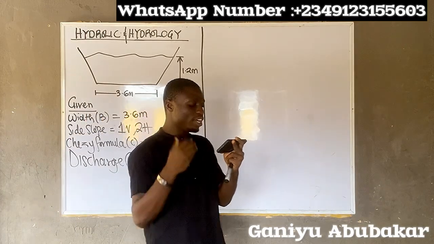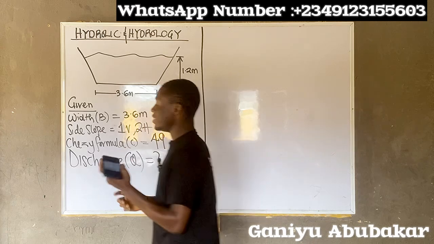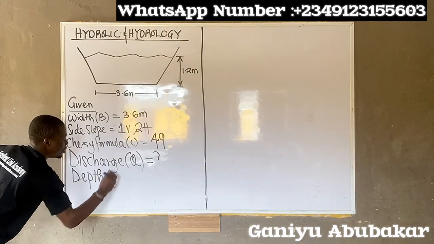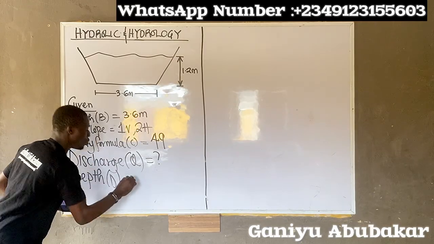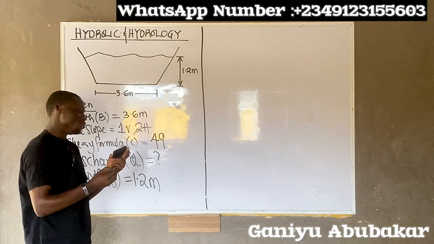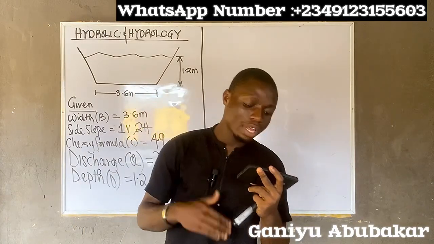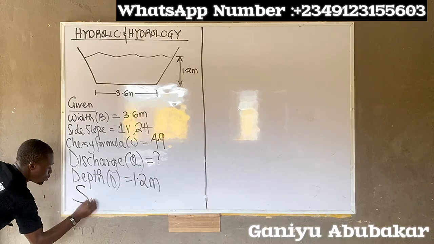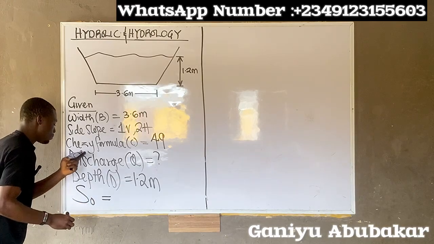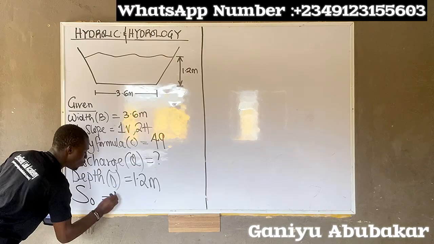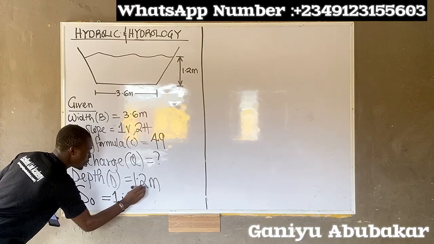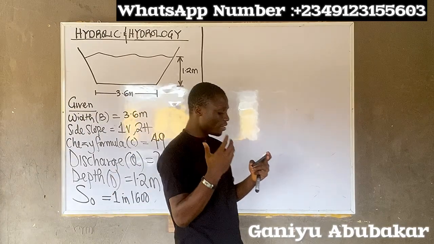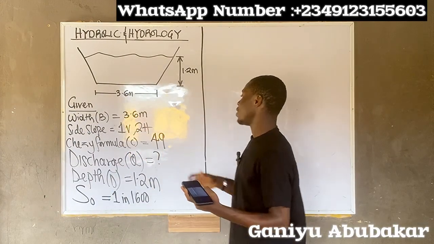Next up, it says the depth of water, that's D, is given as 1.2 meters, and the slope, that's S naught, the bed slope, is given as 1 in 1600. Now these are what is given. So with this concept, I'll start solving.